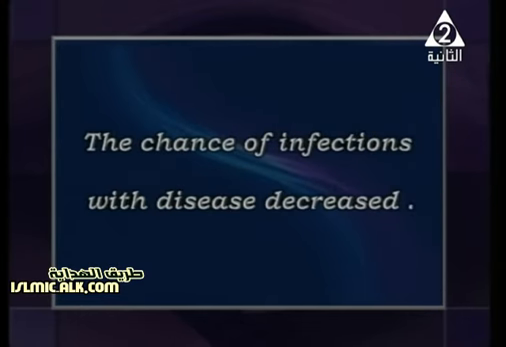And also the chance of infections with diseases will decrease after all that. So we have the structural immunity, as we said, the first line of defense, such as what? Such as the waxy layer, or some plants are covered with hairs and others are covered with thorns, to prevent what? To prevent pathogens from entering the plant.